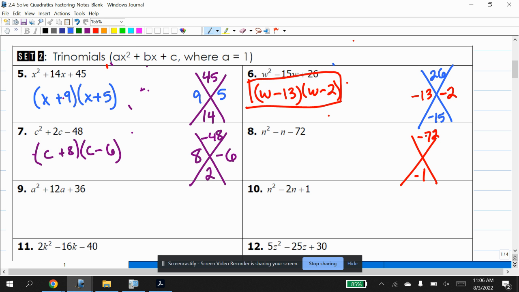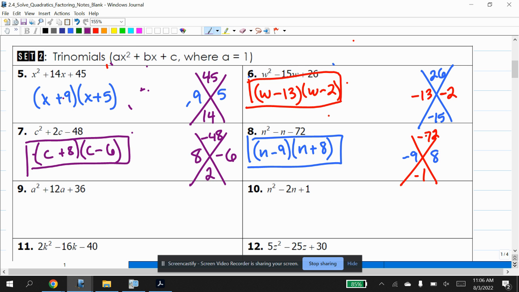Things that multiply to be 72. 9 and 8 multiply to be 72. We need the negative to be on the larger number. Negative 9, positive 8. N minus 9, n plus 8. That's my factored form. Again, if we can get the factored form, we're going to be able to solve it really easily. Factored form is a key.